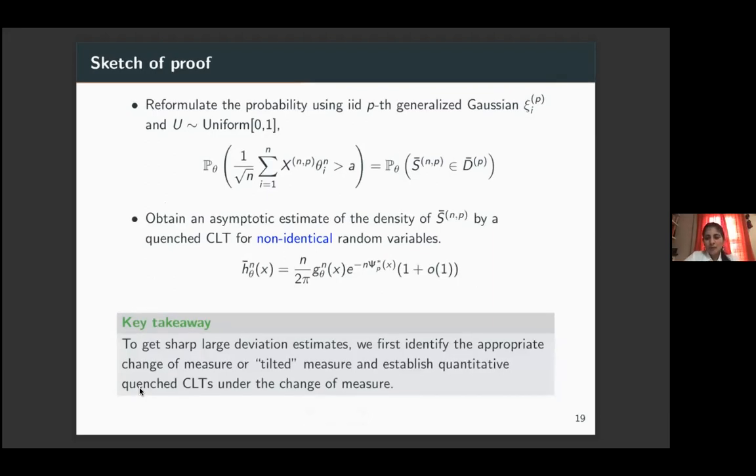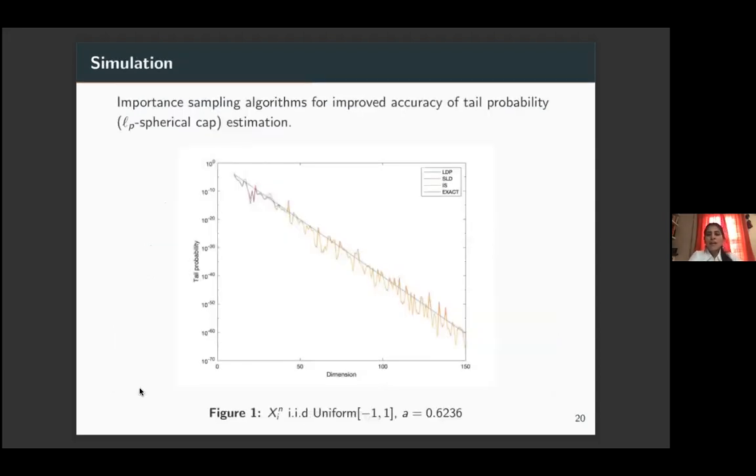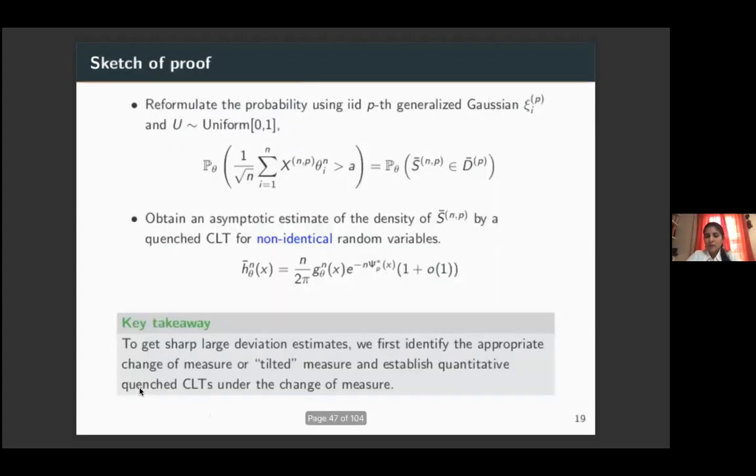Okay, so the key takeaway is to get the sharp large deviation estimate. You have to identify a certain change of measure under which this rare event that you're looking at becomes typical, and then establish quantitative quenched CLTs under this change of measure. So now, given this, I just want to show a particular case using this change of measure, because you might say, okay, how good was this refined estimate? Do I really need it?